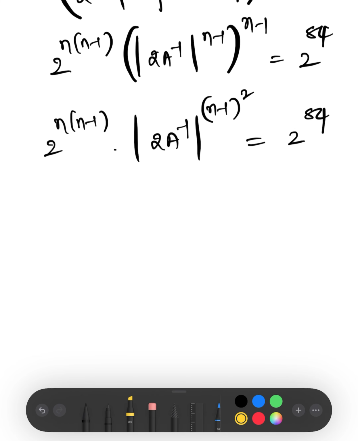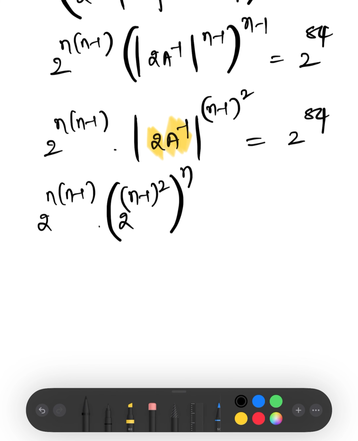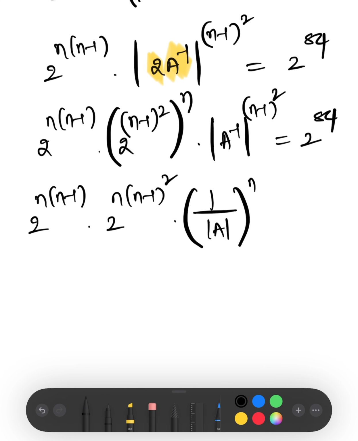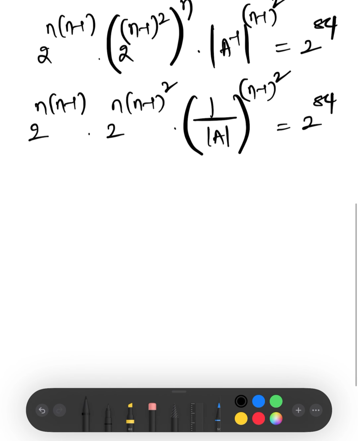Now if you observe clearly, it is in the form of determinant of kA, k power n into det A. So this is 2 power n into n minus 1, k power n, so 2 power n minus 1 whole square, k power n, right? K power n into det of A inverse whole power n minus 1 whole square equals 2 power 84, right? So that is 2 power n into n minus 1 into 2 power n into n minus 1 whole square, into the last property we discussed, det of A inverse is nothing but 1 by det A. So that is 1 by det A whole power n minus 1 whole square, that is equal to 2 power 84, right? The det A value we have is 2. I'll substitute 2 here.